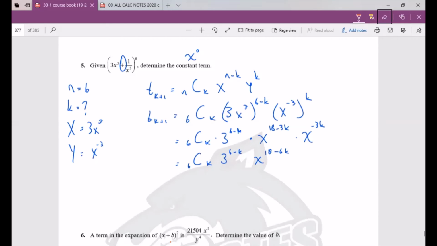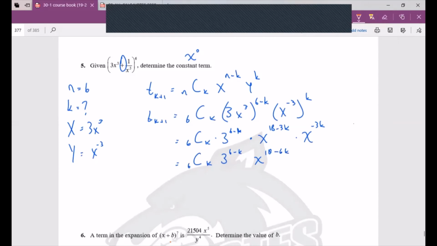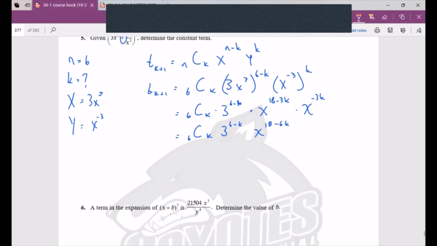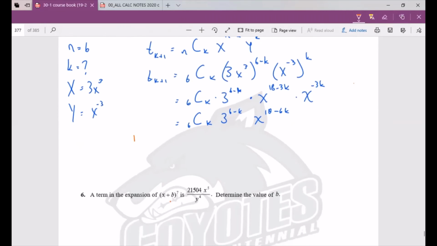Here's now where we are going to do our aside. And say x to the 18 minus 6k is equal to x to the 0 because we're wanting our constant term. That implies that 18 minus 6k equals 0, which implies that k equals 3.